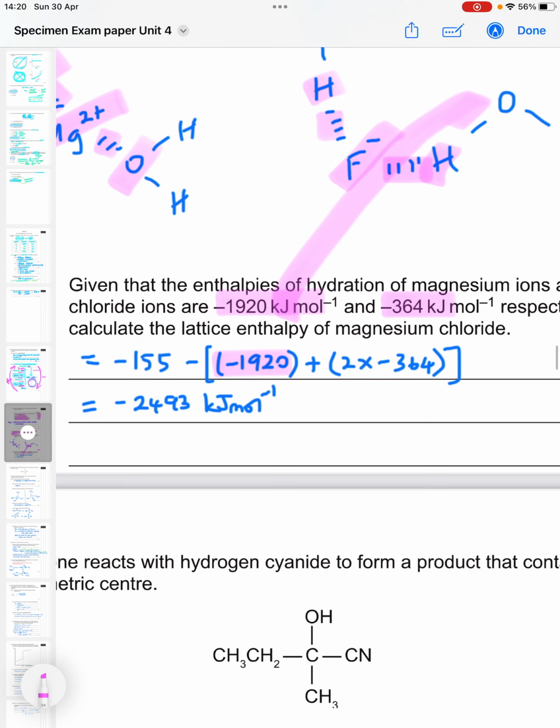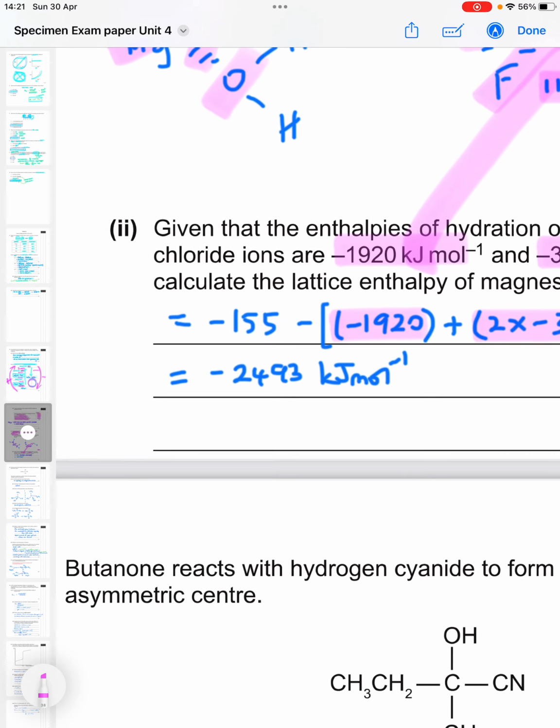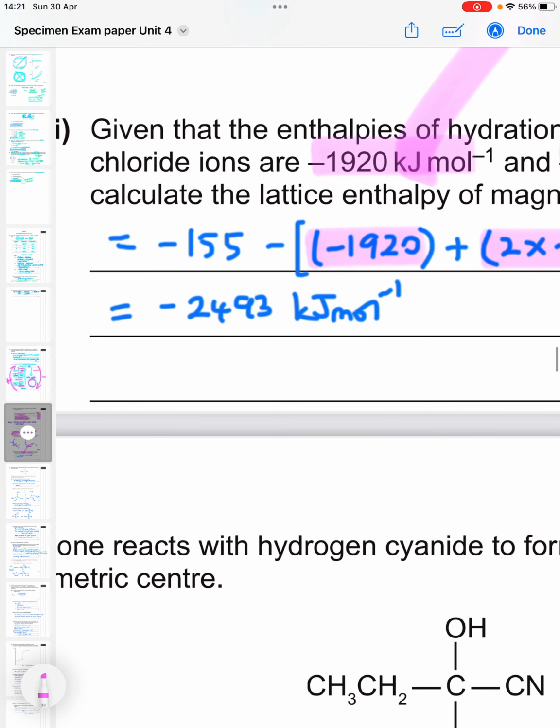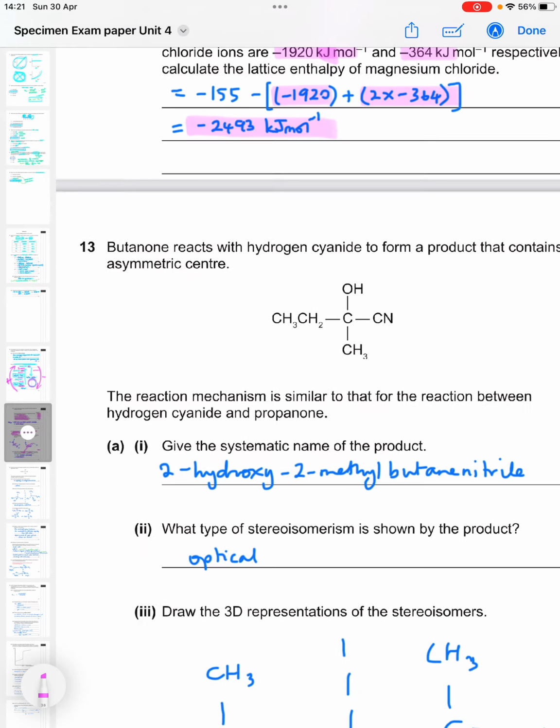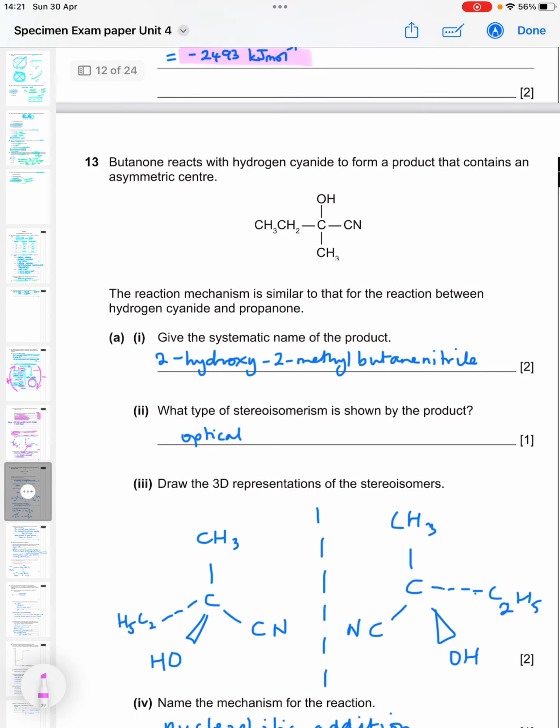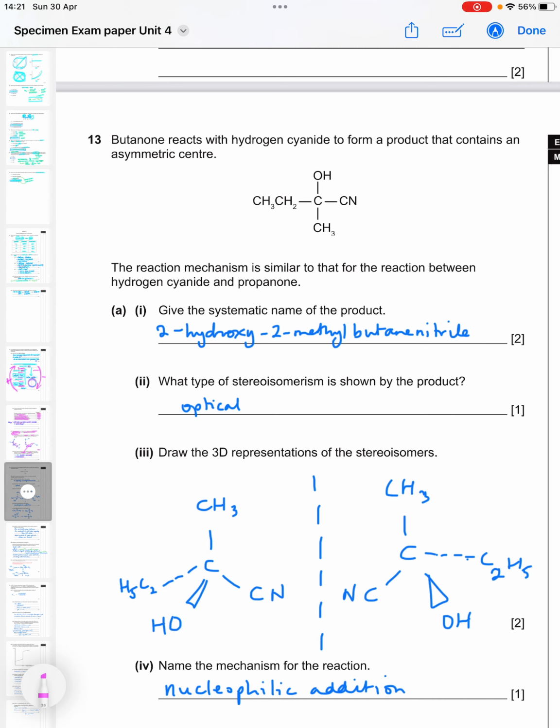So minus 1920 for the magnesium ions, and then 2 lots of the chloride ones, 2 times minus 364, and punching that into the calculator, you get minus 2493 kilojoules per mole.